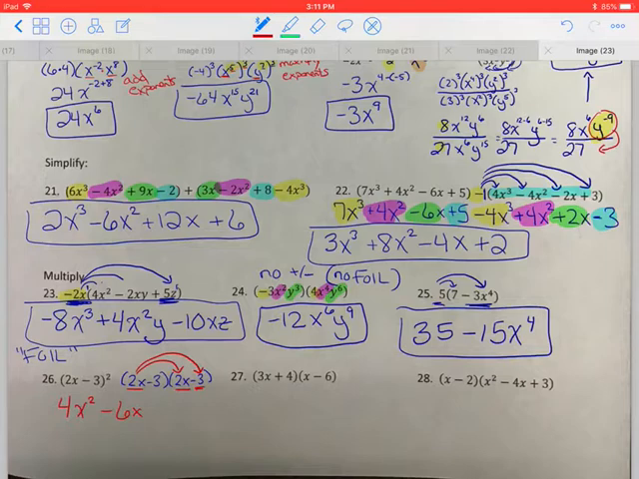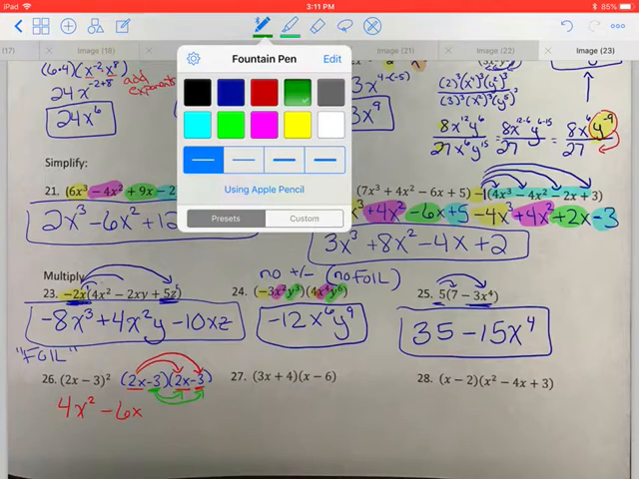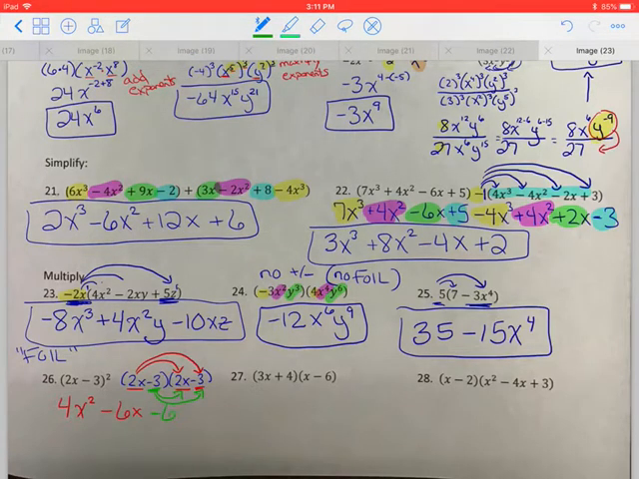So now I'm done with the 2x, so now I move on to the minus 3. Now I distribute it to everything in the second set of parentheses. So that's going to give me negative 3 times 2x, which is negative 6x, and then negative 3 times negative 3 is a positive 9. Okay, so notice we do have some similar terms. They don't cancel because they're both negative. So I add those together and keep the sign, and I get 4x squared minus 12x plus 9.